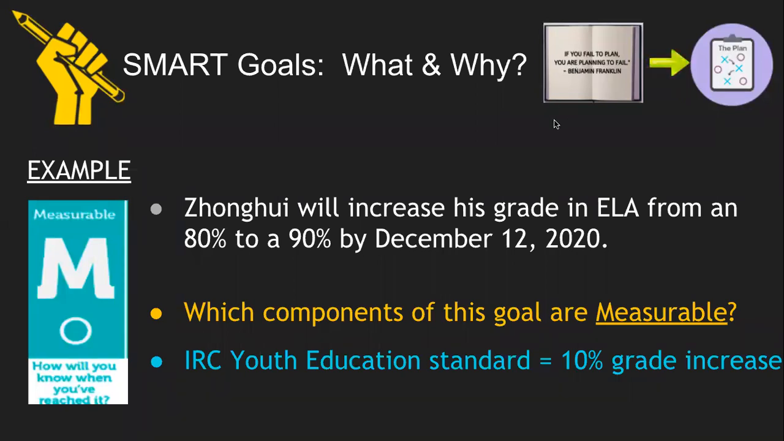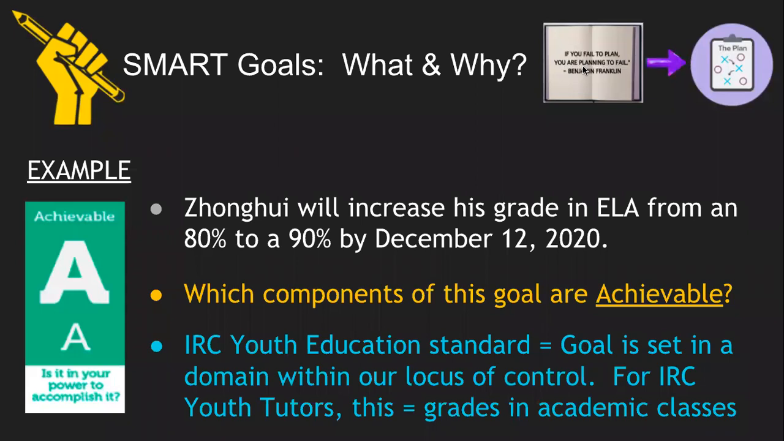Next, let's ask ourselves which components of this goal are measurable. Again, the IRC Youth Education Standard is a 10% grade increase. The measurable component of this SMART goal is the 80 to 90% increase. Now we ask ourselves, which parts of this goal are A, achievable?